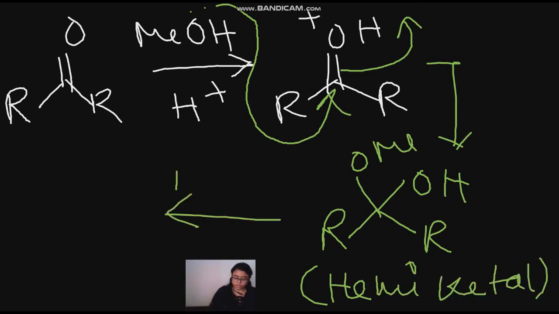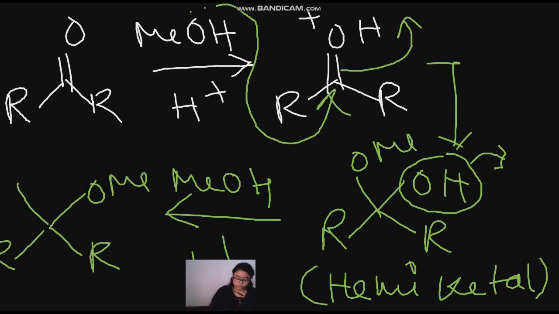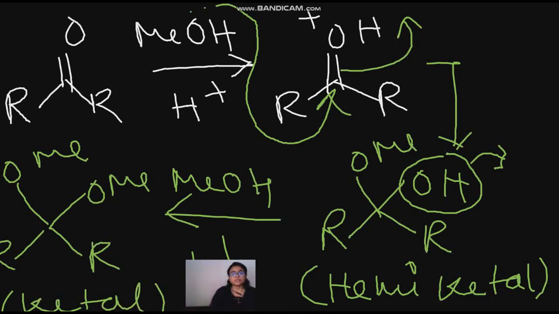Then we will add another mole of alcohol in presence of H plus. After adding another mole of alcohol, this OH will leave the medium as water and we will get R, R, OMe, OMe. So this will be called ketal. And this one is hemiacetal, ketal. Now the question is how we will use this as a protecting group.